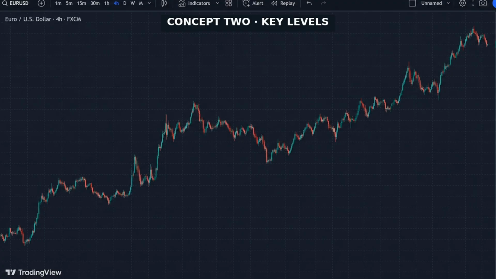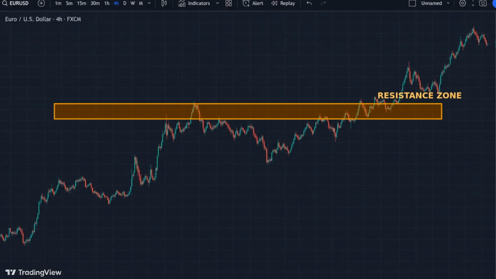Concept number 2 is the key level. A key level is an area where price previously produced a meaningful reaction. It can act as support, resistance, or a supply and demand area. The important word is area.